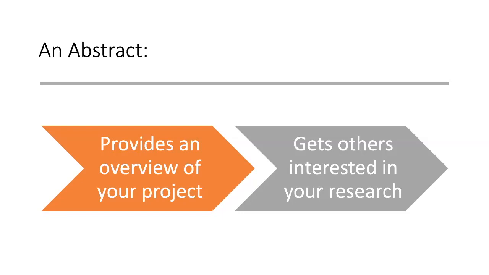So think about it. When you attend a conference, you're provided with a conference book with a list of all the abstracts. Those abstracts help you determine what research presentations are going to be relevant to you, as well as they help to get you interested in attending that presentation. The same applies with a journal article. The abstract tells you if what is presented in the journal article is going to be relevant to you, and it's going to entice you to read the full article.